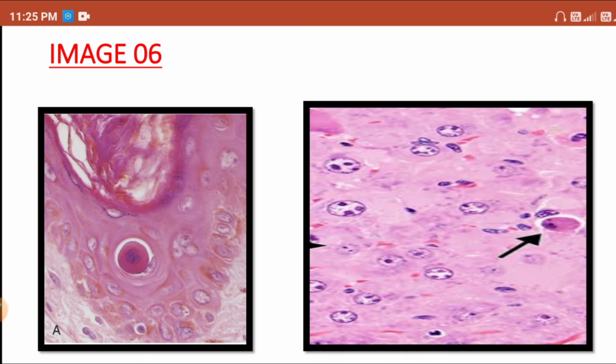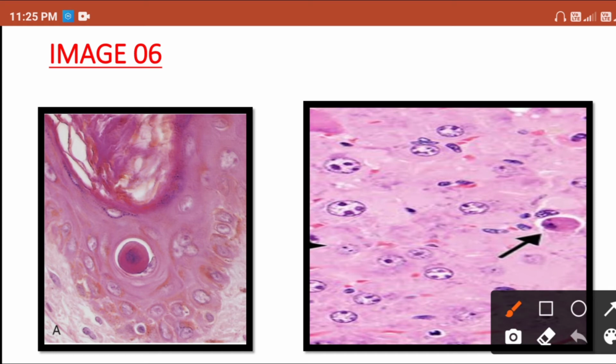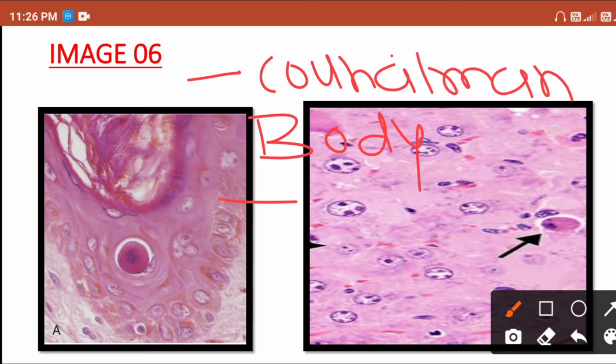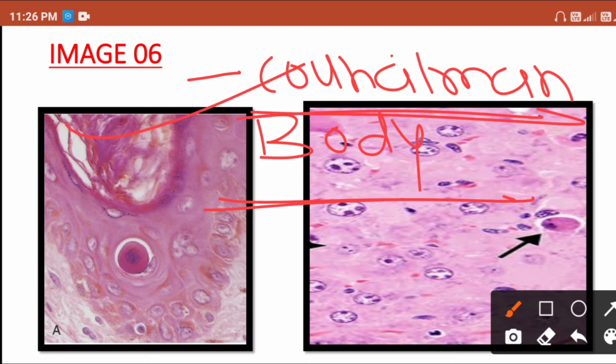So it can be asked as an MCQ. It can be seen in viral hepatitis as well. That's why I am telling you that a case can be given as viral hepatitis. In viral hepatitis, such an apoptotic body is known by another name: Councilman bodies. So that is another name of apoptosis when you have viral hepatitis. In the liver, if apoptosis is seen, the name is Councilman body.